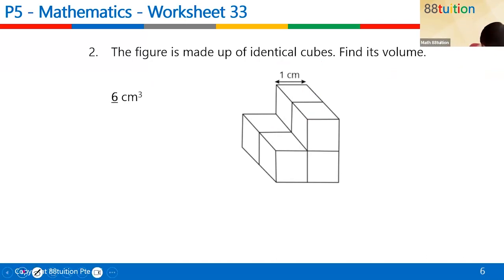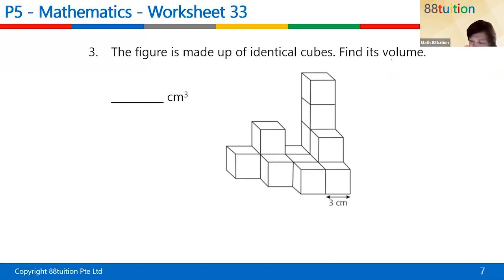Then next one. The figure is made up of identical cubes and find its volume. We have 1, 2, 3, 4. This is tower. 1, 2. Here 1, 1, 1, 1, 2, 1, 1. So 5, 4, 5, 6, 7, 8, 9, 10, 11, 12, 13, 14. Okay, so I have 14 cubes. Can I do this? Just write 14.